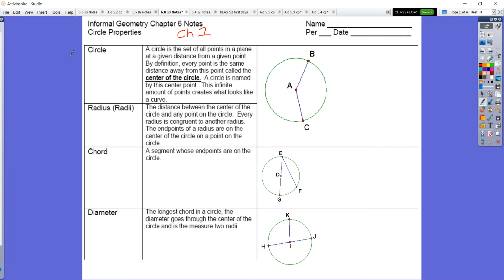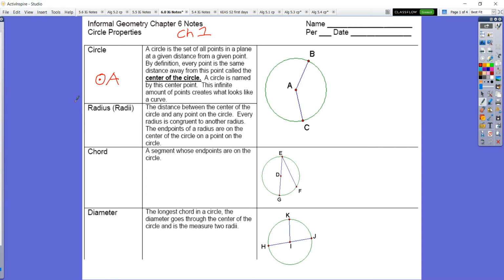So to go through this, here we have a circle. To name a circle in geometry, you go with the center point of your circle. Our center point is A, so to name it, we just write it like that. We would call that one circle A.